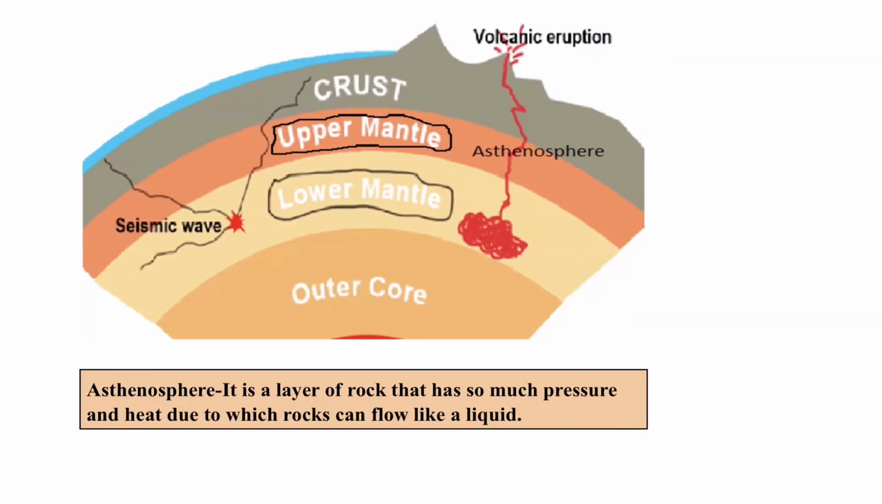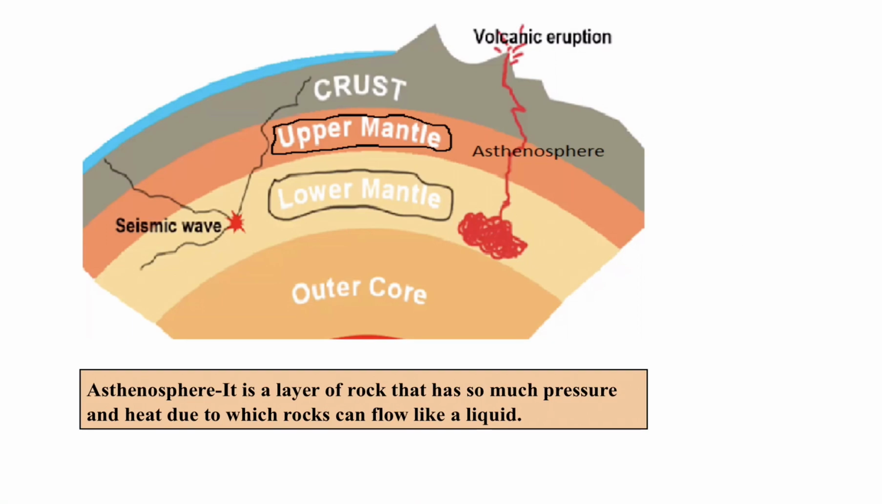Now this mantle is also divided into two parts, upper mantle and lower mantle. Now see the differences between the upper mantle and lower mantle. The first thing you have to keep in mind is that this mantle is actually the chamber of molten magma, because here the rocks are present in the molten form. That's why it's also called a chamber of molten magma.